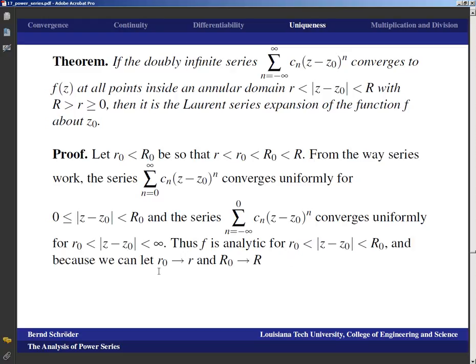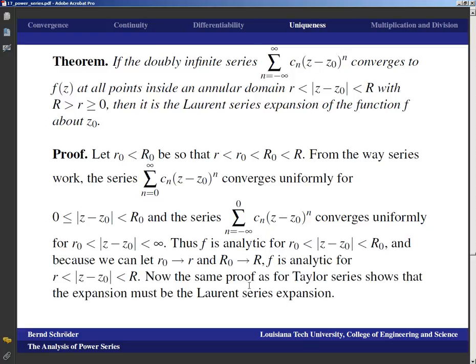And because we can let r0 go to r and capital R0 go to capital R, the function is analytic for all z with the absolute value of z minus c0 between lowercase r and capital R. So that means that this thing is an analytic function, which means we can even talk about a Laurent series. And the same proof as for Taylor's series, only that you also have to deal with the negative exponents, shows that the expansion must be the Laurent series expansion.